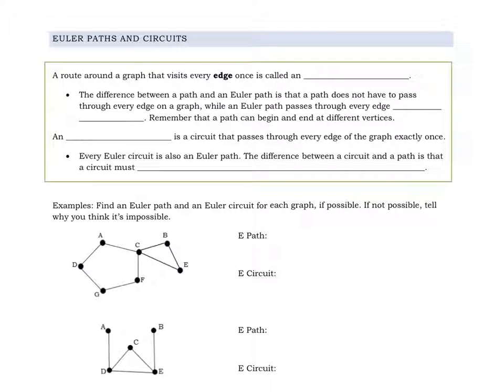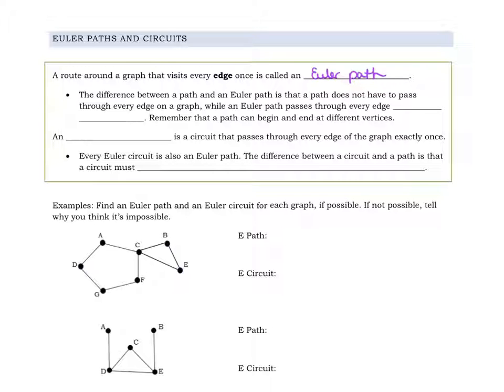All right. In this particular part of the unit, we are going to look at Euler paths and circuits. And I know that that name looks like it should be pronounced Euler, but it is pronounced Euler. A route around a graph that visits every edge once is what is called an Euler path. Okay? Every edge, Euler path.